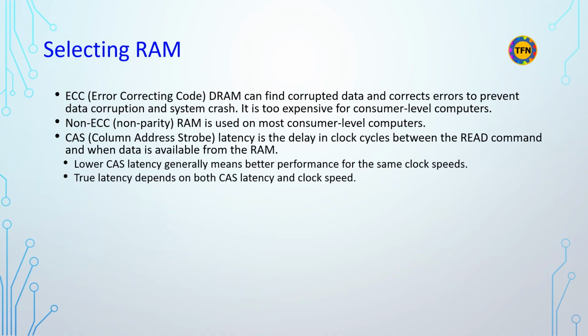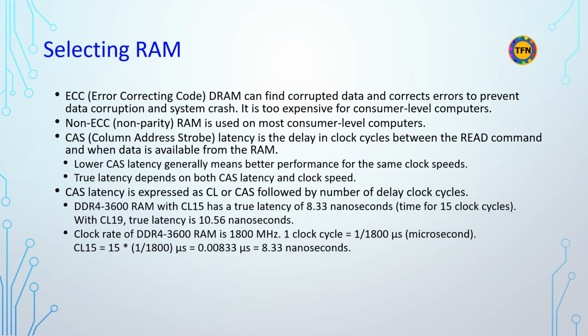CAS or column address strobe latency is the delay in clock cycles between the read command and when data is available from the RAM. It's a crucial measure of RAM responsiveness, with a lower CAS latency value generally indicating faster performance. However, true latency depends on both CAS latency and clock speed, as faster speeds can compensate for higher CAS latency values. CAS latency is expressed as CL or CAS followed by number of delay clock cycles.